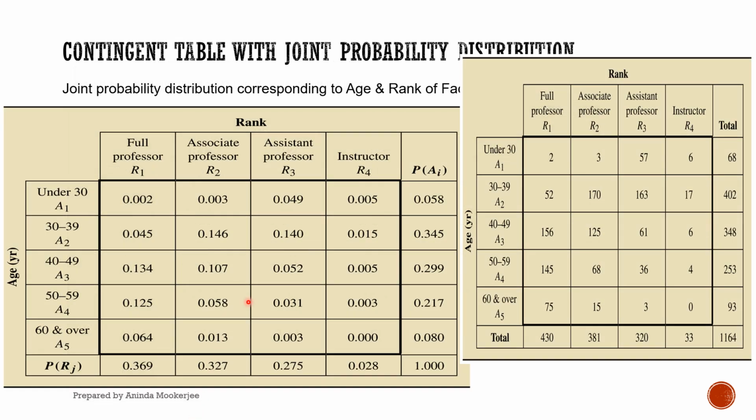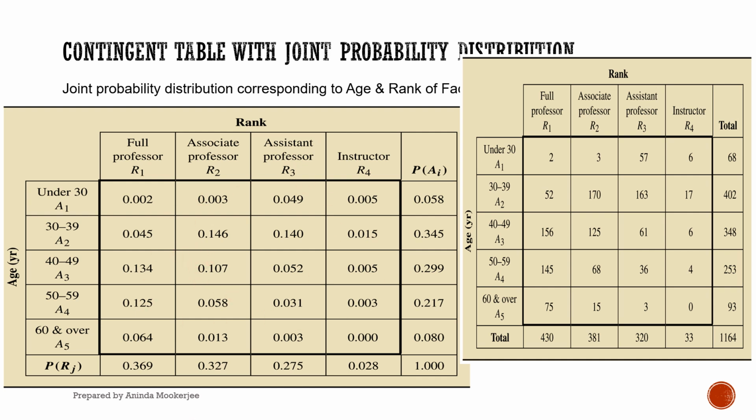Now, earlier we talked about the joint and marginal frequency distributions. Now we are going to talk about the joint probability distribution. This is the table here on the right. These values represent the joint probability distribution corresponding to age and rank of faculty members. In order to calculate the probability values, we will use the values in the frequency table, the contingency table, and I will show you how we come up with these probability numbers.